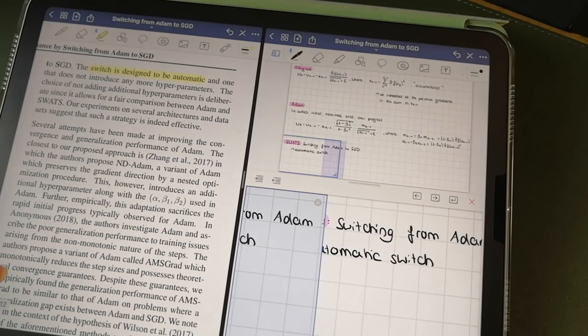The choice of not adding additional hyperparameters is deliberate, since it allows for fair comparison between Adam and SWATS. Our experiments on several architectures and datasets suggest that such a strategy is indeed effective.